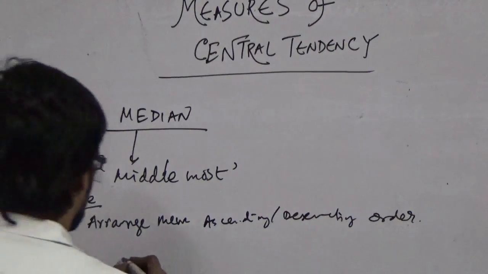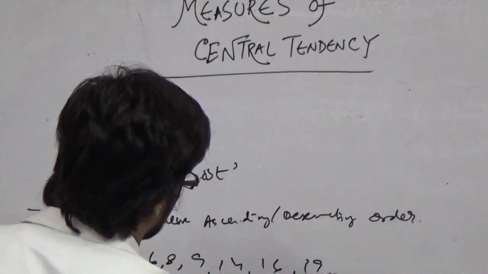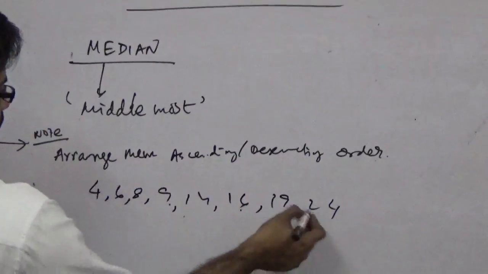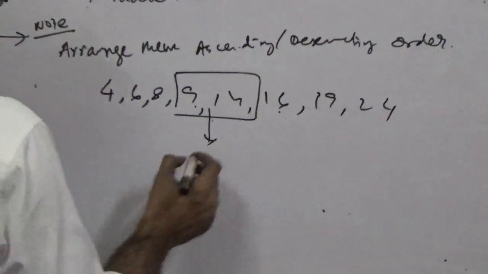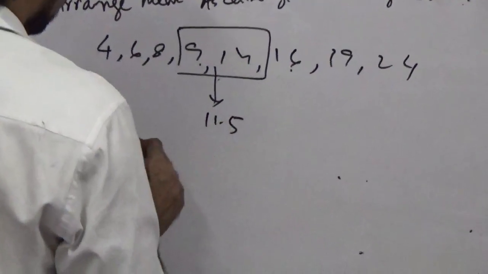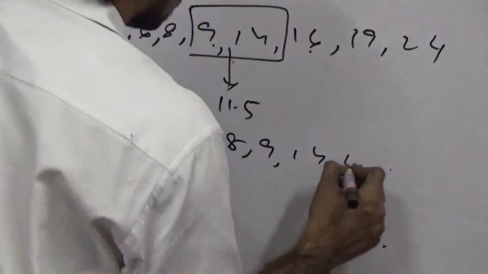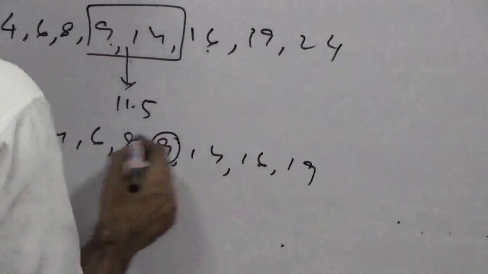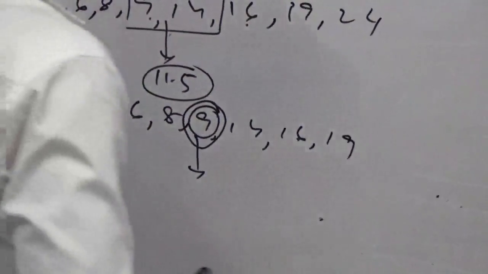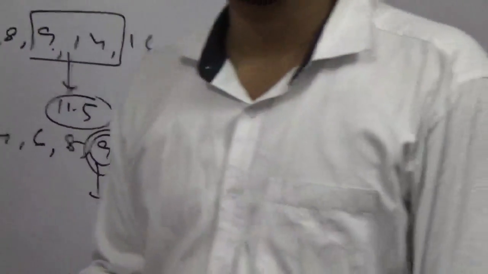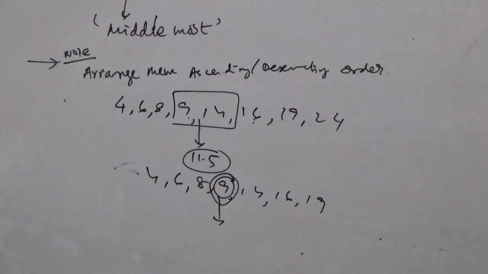For example, if the values are like 4, 6, 8, 9, 14, 16, 19, 24, what are the two middlemost? These are the two. So take the average of these two. So that is 11.5. And if the values are like 4, 6, 8, 9, 14, 16, 19 only, then the middlemost value is this. So this is the median. Remember, the median is also affected in the same way as the mean. So mean and median are both affected the same way by origin and scale change.